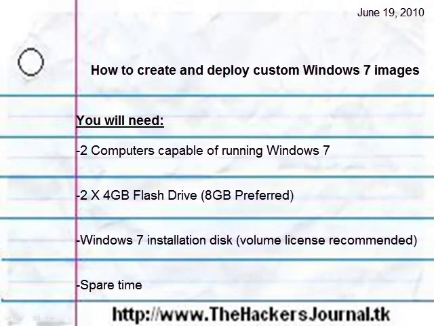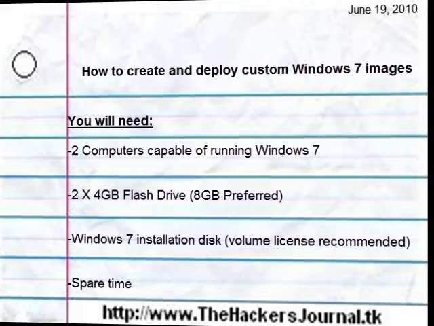In this tutorial, I'm going to demonstrate how to create and deploy Windows images. You will need two computers capable of running Windows 7. One of the computers must be empty so that we can format it and use it to create our image. We will need two 4GB flash drives, 8GB preferred. We will need a Windows 7 installation disk, and we will need spare time.